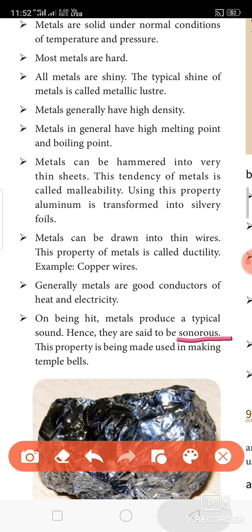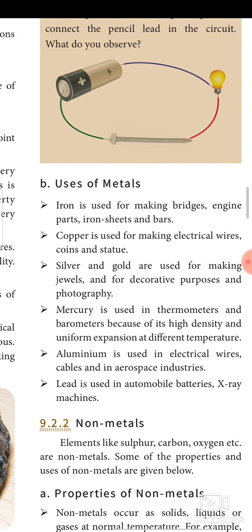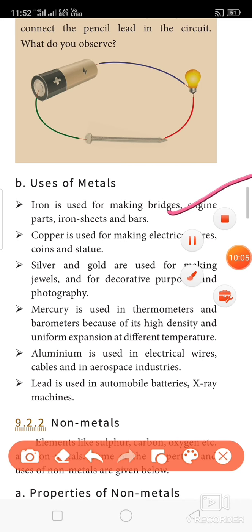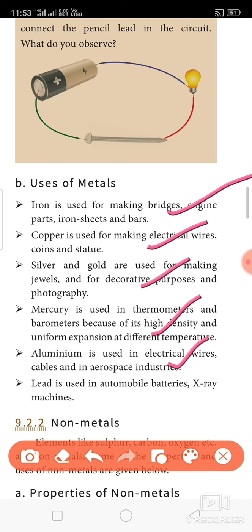Okay. What are all the uses of metals? Next we are going to see. Iron is used for making bridges, engine parts, iron sheets and bars. Copper is used for making electrical wire, coins and statues. Silver and gold are used for making jewels and for decorative purposes and photography. Mercury is used in thermometers and barometers because of its high density and uniform expansion at different temperatures. Aluminium is used in electrical wires, cables and in the aerospace industry. Lead is used in automobile batteries and X-ray machines. So these are all the uses of metals.